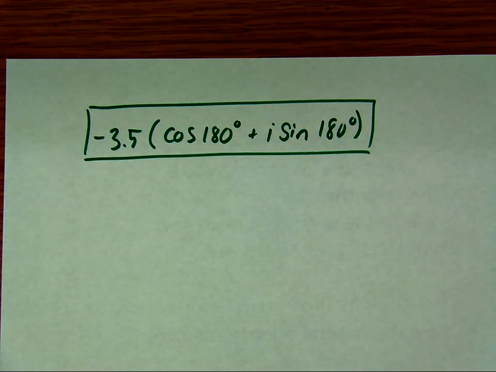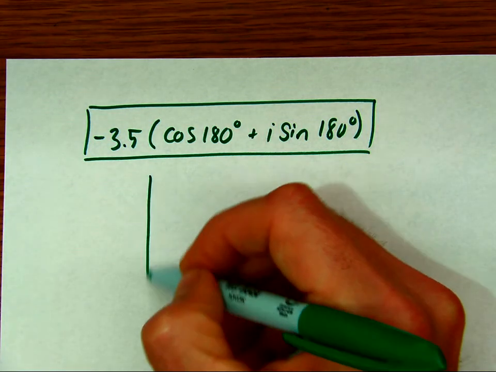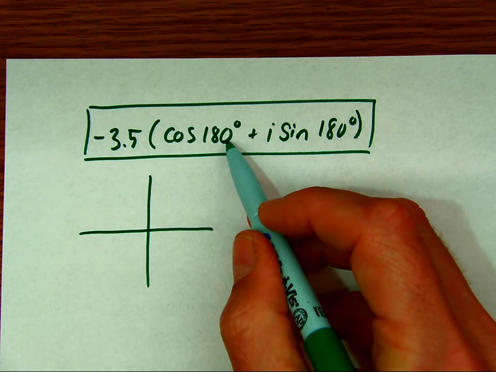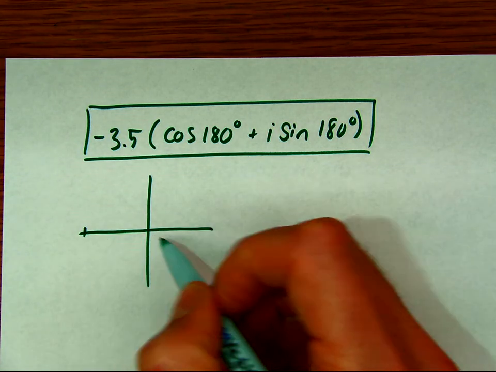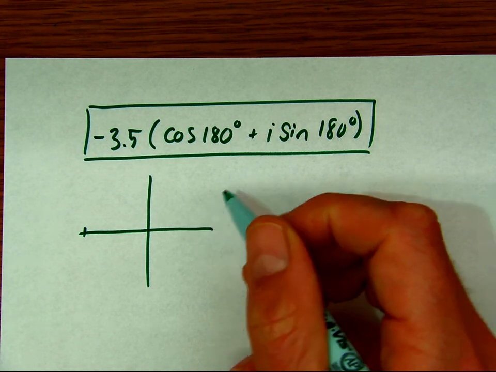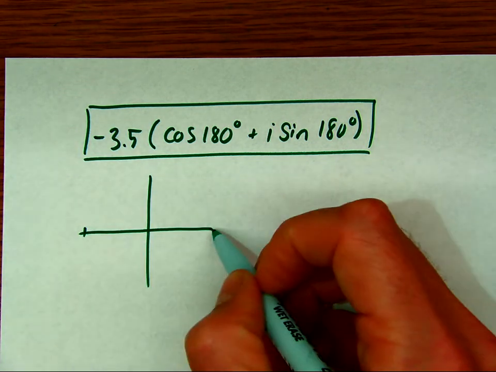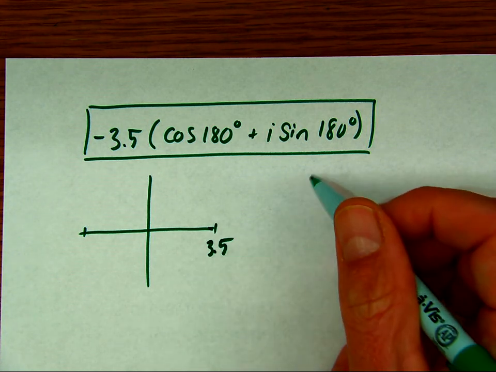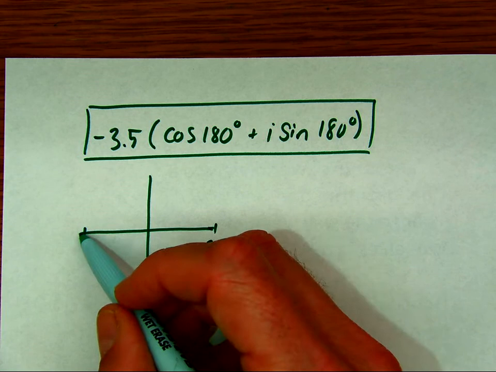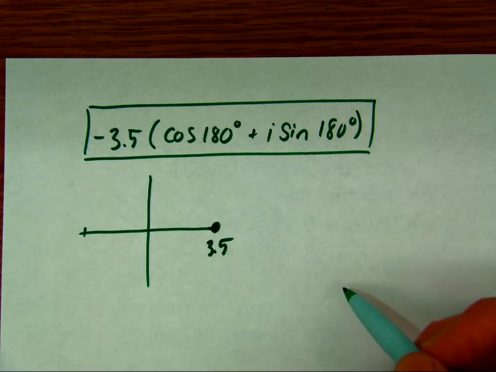Okay, graph this and write it in standard form. Pause the video. We're going to rotate 180 degrees, so that'll be over there. And then we have a negative radius. So if I rotate 180 with a positive radius, we would be there, but then we have to go back to 3.5 over here. Rotate 180, reflect for the negative, and so that's where the complex number is.